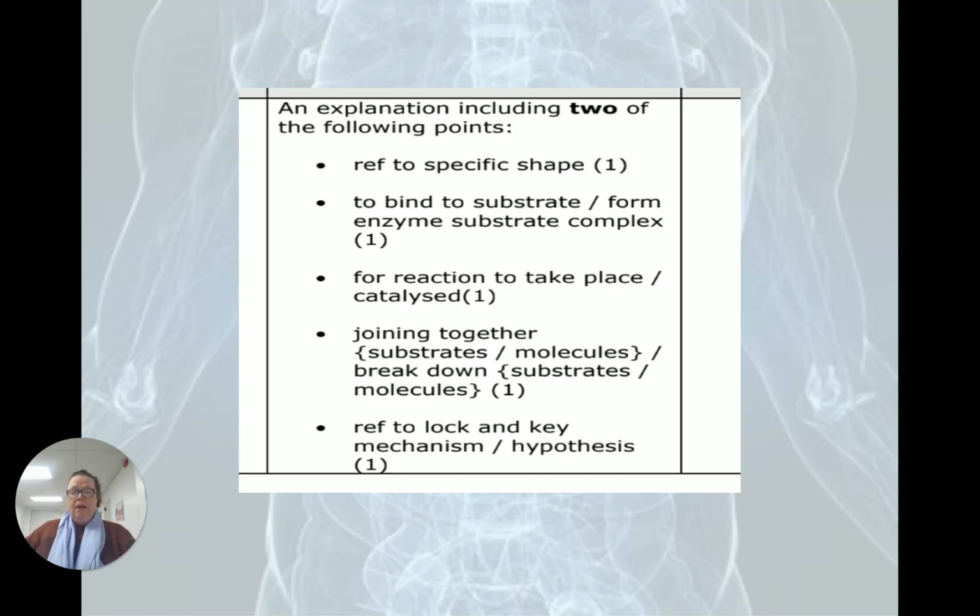So you could say something like, the active site has a specific shape for the reaction to be catalyzed. Or the active site has a specific shape where it can join with substrate to break down molecules. Okay? Right, well done if you got 2 of those. Just remember, biology words get biology prizes. So, you know, it's all about those key words. Right, let's have a look at the next one.